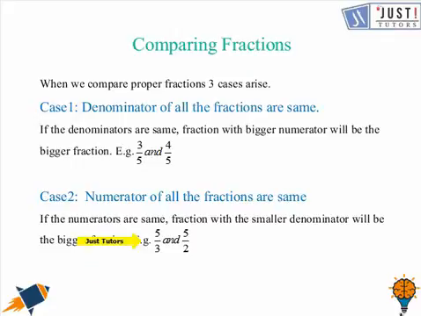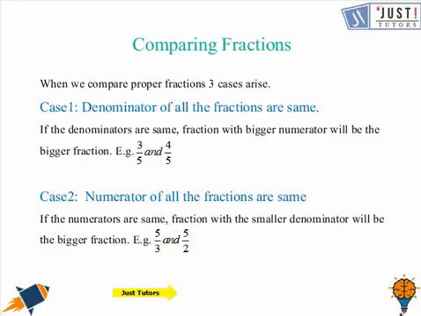Let's try to understand it with the help of an example. So the example is 5/3 and 5/2. So we've got the numerators same, which are 5 and 5, and then we've got denominators which are 3 and 2. So we need to look at the smaller denominator, which is 2 in this case, and hence the bigger fraction in this case would be 5/2.